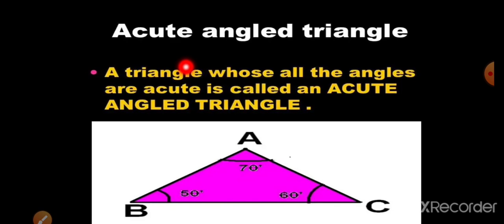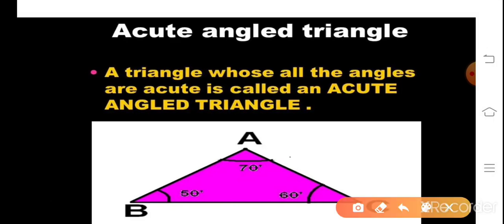If in a triangle all the angles are less than 90 degrees, that triangle is called an acute angled triangle. For example, look at the diagram here. The first angle is 70, the second is 15, and the third angle here is 60. All the values are less than 90 degrees. Therefore this triangle is called an acute angled triangle.